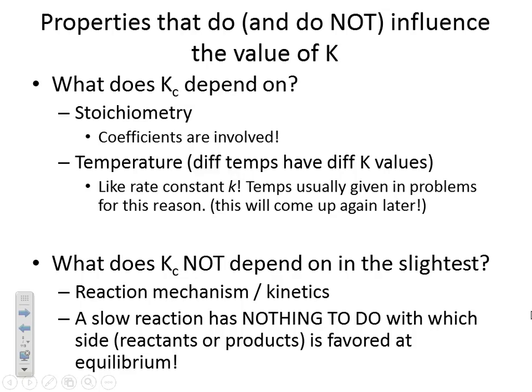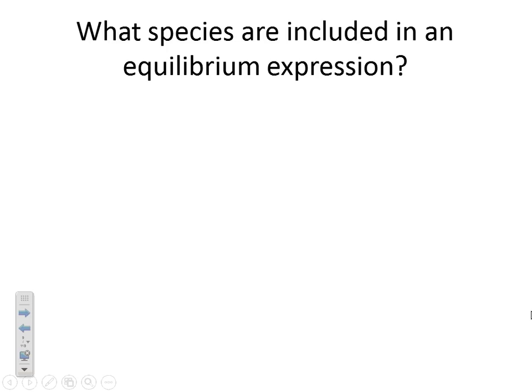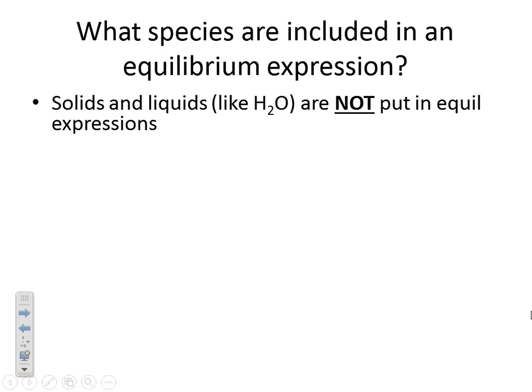So you have to understand that a slow reaction says absolutely nothing about the magnitude of K. There is absolutely zero relationship between how fast or slow a reaction is and whether products or reactants are favored at equilibrium. They are not linked together in any way. Part of why I hate the fact that kinetics and equilibrium are taught together in Regents chemistry is that they're not the same thing.